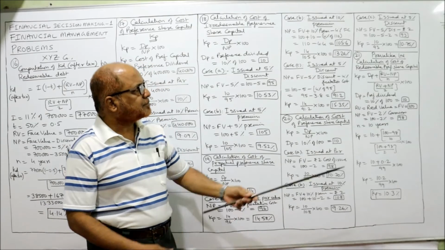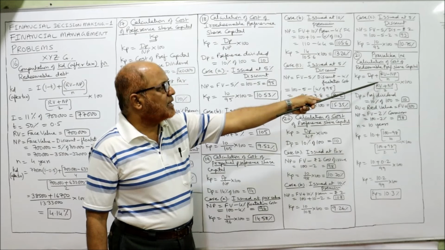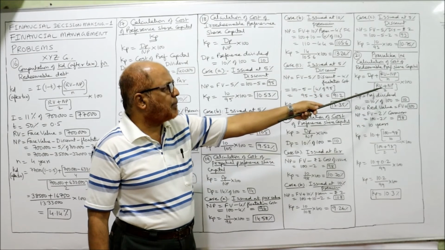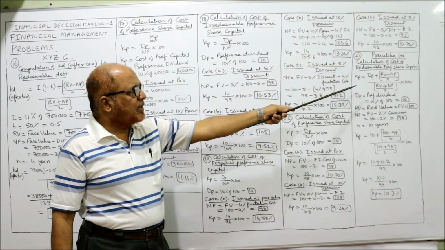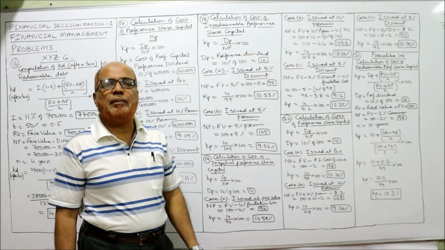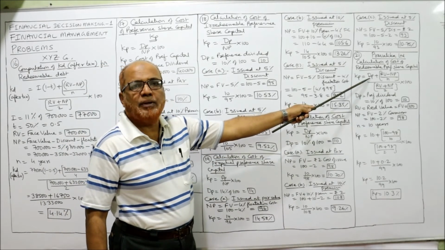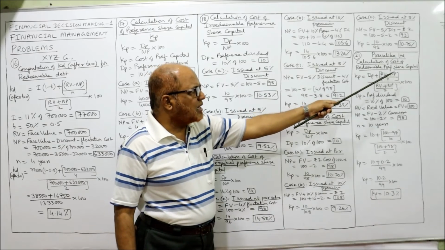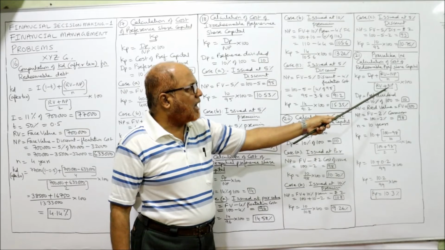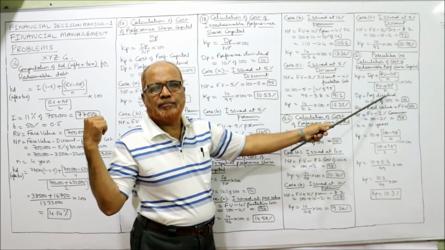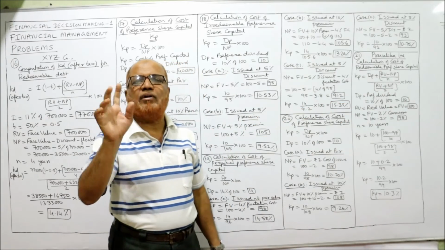Now see carefully. KP is equal to DP plus (RV minus NP) divided by N, divided by (RV plus NP) divided by 2, into 100. What is the difference between this formula and the redeemable debentures formula? There we have taken I, here we have taken DP. The remaining, RV minus NP divided by N, is the same. And RV plus NP divided by 2 is the same, there in debentures, here in preference. Into 100. Don't multiply by 1 minus T.